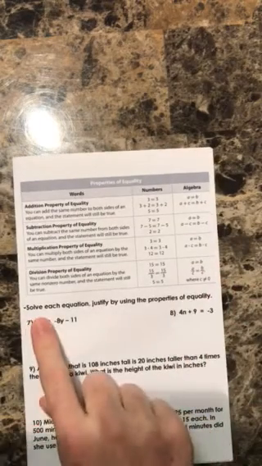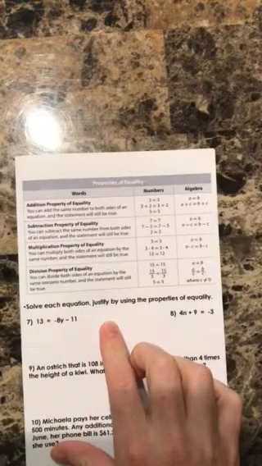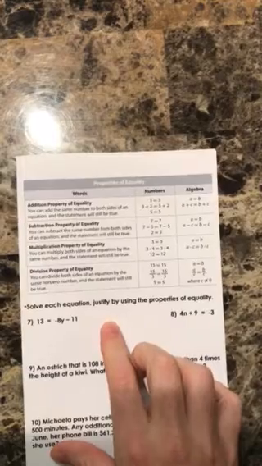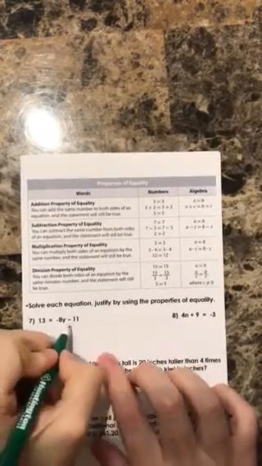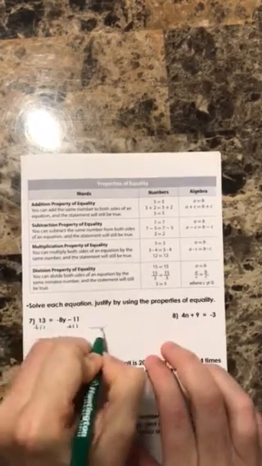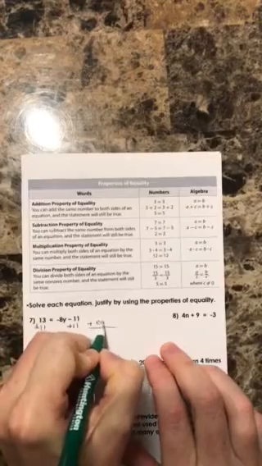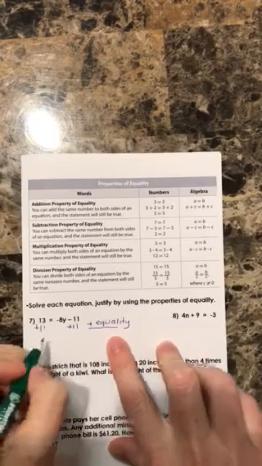Okay? So on your homework, you're going to have some examples that say solve each equation and justify with your properties of equality. So all that means is say what you do in each step. So this example that we just did, you're going to add 11 on both sides. This is going to be the addition property of equality. I just put the symbol there and then write the word equality.